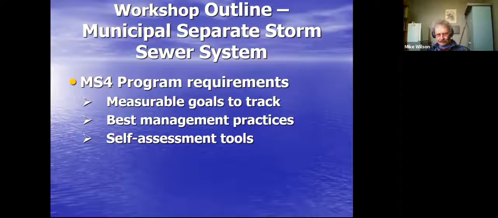Because of that, we have measurable goals that we have to track. And basically, we're tracking the amount of pollutants that are entering our waterways. We have to develop best management practices to address that, to mitigate that kind of environmental damage. And with that, we'll look at a few self-assessment tools.